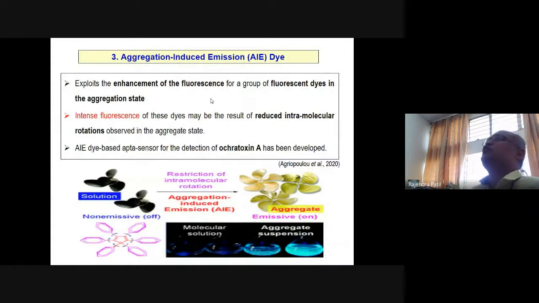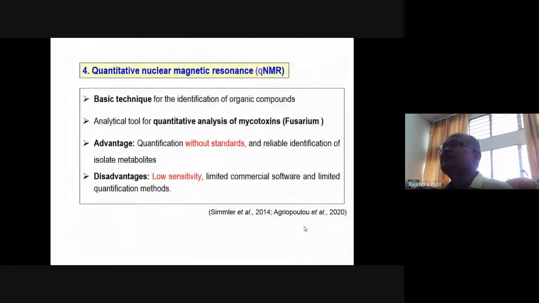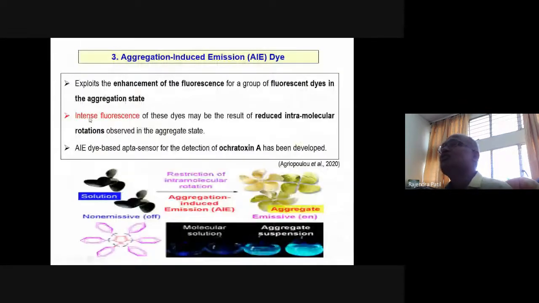Then the aggregation-induced emission dye technique. This one is also a fluorescence-based method, and you can see the aggregation-induced emission. It causes emission in the normal solution, and the aggregates produce intense fluorescence, and with the help of that fluorescence we can detect the mycotoxins. Using this AIE dye-based sensor, a sensor for the detection of ochratoxin has been developed.